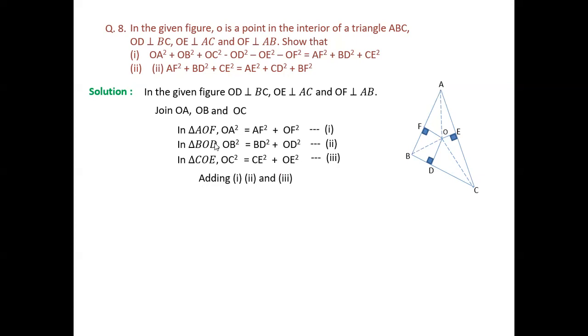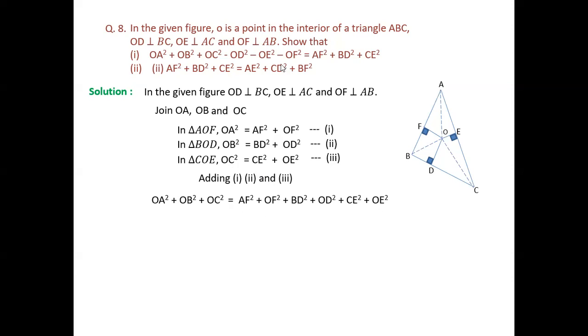Adding all these three, we have got by using Pythagoras theorem. Because then add 1, 2, and 3. Let us add all the three. OA square plus OB square plus OC square is equal to this square plus this plus this. You'll get the whole thing with this. Equal to AF square plus OF square, BD square plus OD square plus CE square plus OE square.